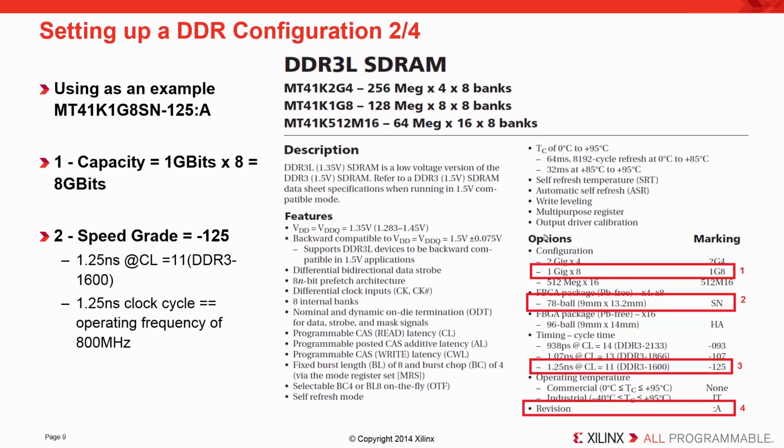The device part name also gives us information as to the speed grade of the device. In this case, it is designated as -125, as in 1.25 nanoseconds, which is the minimum clock period in this case, and a CAS latency of 11 cycles for a DDR3-1600 speed bin, shown as the third red rectangle in our presentation. We will see more in-depth calculation in the next steps.